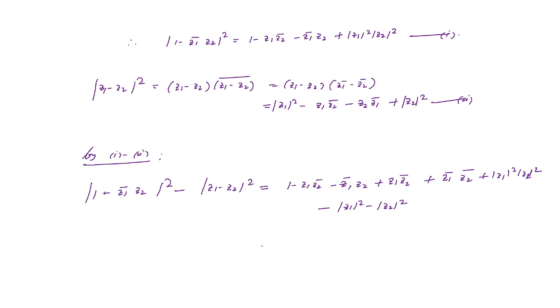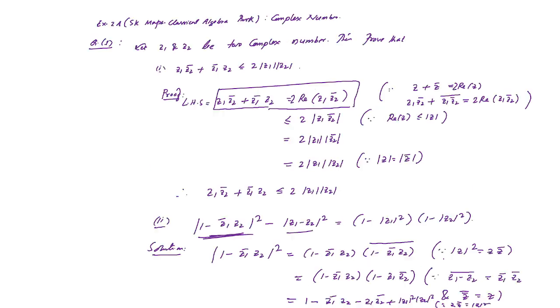So this value will be just 1 minus |z1|² minus |z2|² plus |z1|² multiplied by |z2|². So this is quite obvious. We can write it as (1 − |z1|²) multiplied by (1 − |z2|²). So this is basically the right hand side of our question paper. You see here, this is exactly the right hand side.